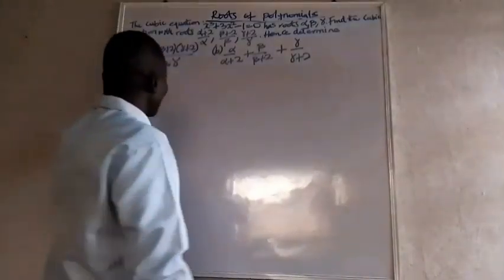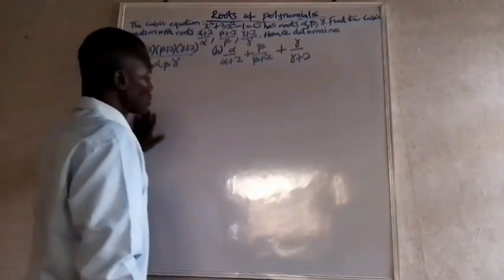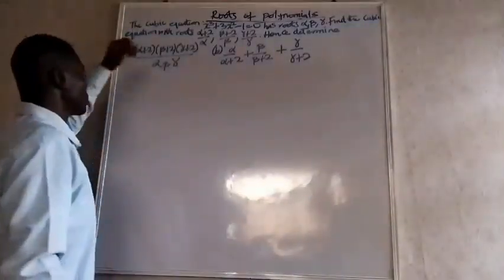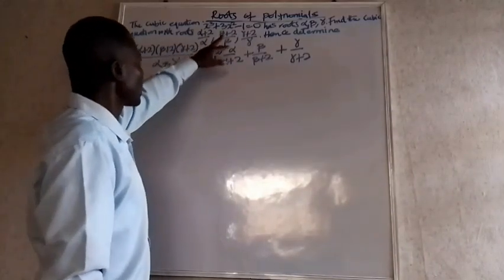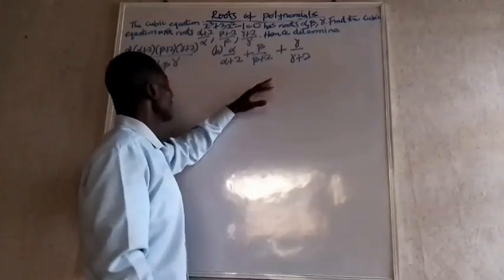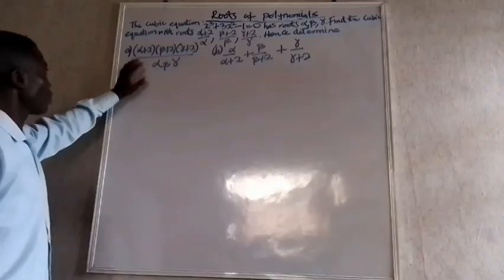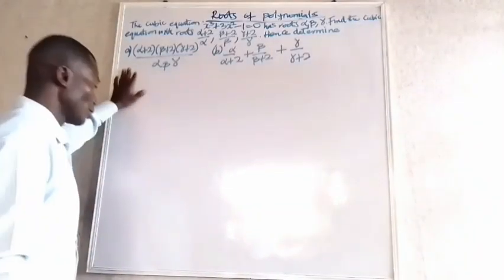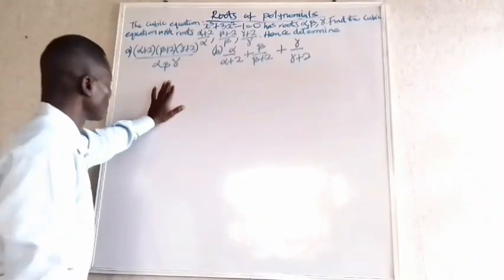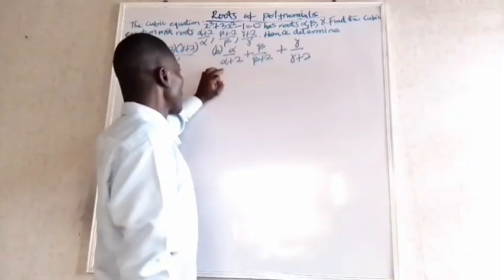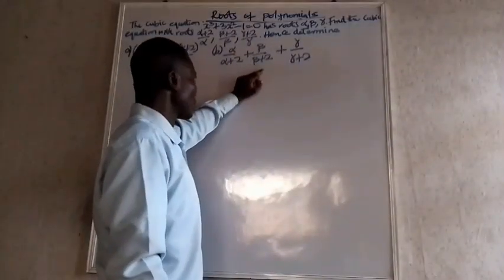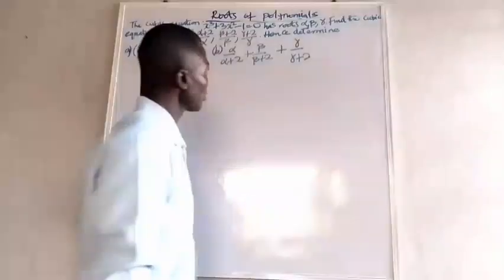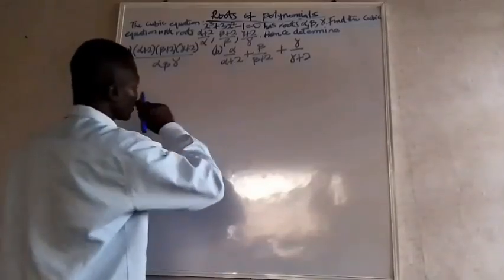The cubic equation x cubed plus 3x squared minus 1 equals 0 has roots alpha, beta, and gamma. Find the cubic equation with roots alpha plus 2 over alpha, beta plus 2 over beta, gamma plus 2 over gamma. Hence determine alpha plus 2 multiplied by beta plus 2 multiplied by gamma plus 2 divided by alpha beta gamma. D. Alpha over alpha plus 2 plus beta over beta plus 2 plus gamma over gamma plus 2. Now let's find the equation first.